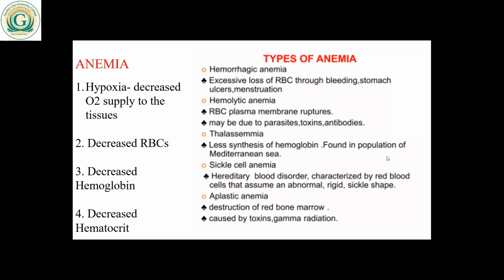And you have aplastic anemia. Aplastic anemia is when you have destruction of the red bone marrow where there's production of blood cells. That can be caused by radiation mainly. Radiation, we also have toxins that come in there. So basically anemia can be caused by a lot of factors.